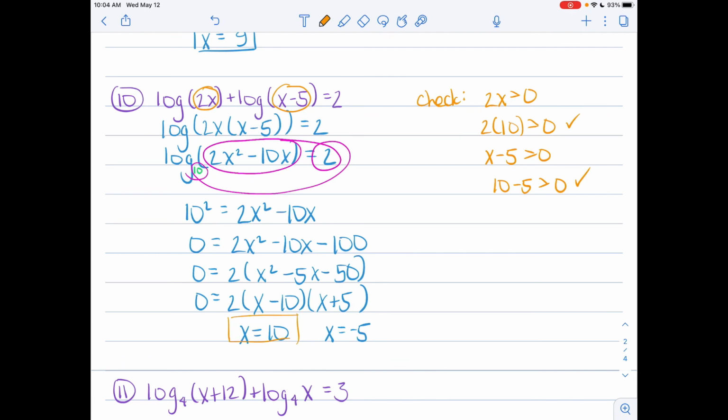Now, I need to go ahead and check my x equals negative 5. So I'm going to plug negative 5 in here now. So 2 times negative 5 greater than 0. Well, that's not true because negative 10 is not greater than 0. I don't even need to check this one. I could. Negative 5 minus 5, that's going to give me negative 10 again. But as soon as one of them doesn't work, then I'm done and I can cross that out and say that it's extraneous.